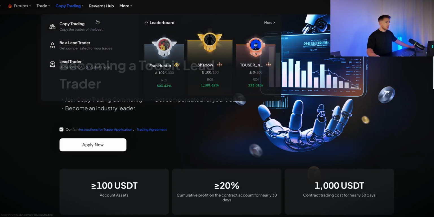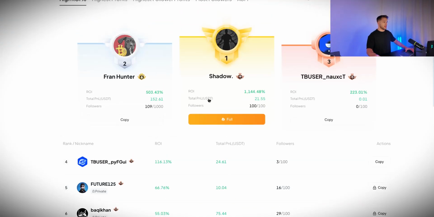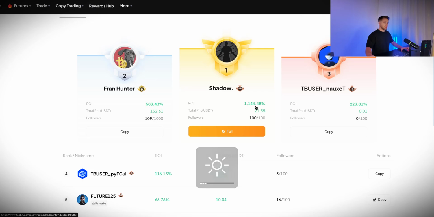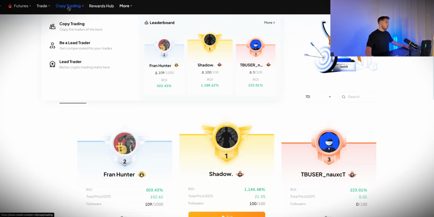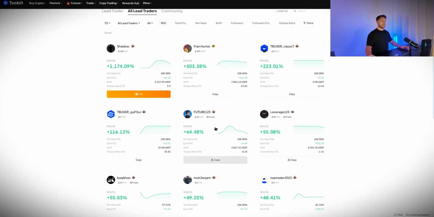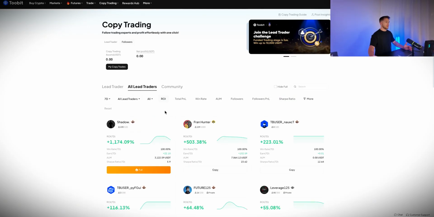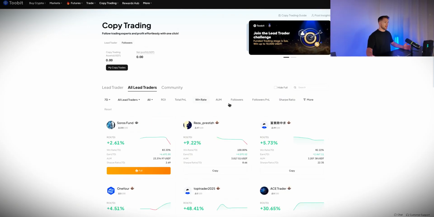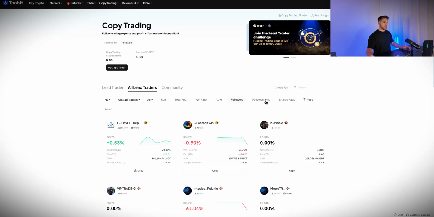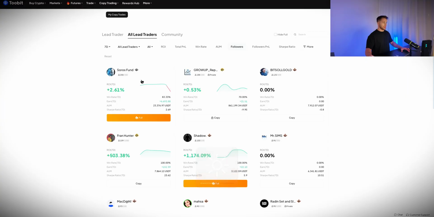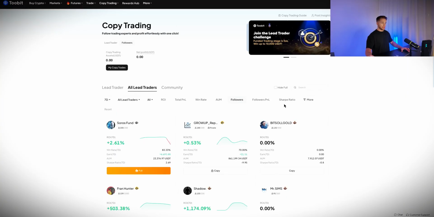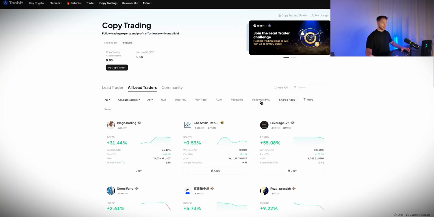Then let's see the leaderboard. The first place right now has 1.1k ROI, but the total P&L is very, very small. That's another thing to consider while using copy trading. Here's the section where you can look by different metrics: total P&L, win rate, AUM, followers, P&L. Let's see who has the biggest number of followers right now. As you can see, that one is full, another one is full. Let's see Sharpe ratio, followers' P&L. The followers' P&L is actually quite important.